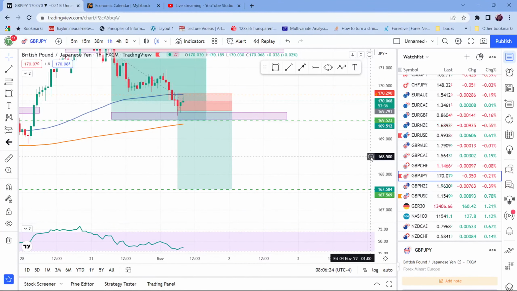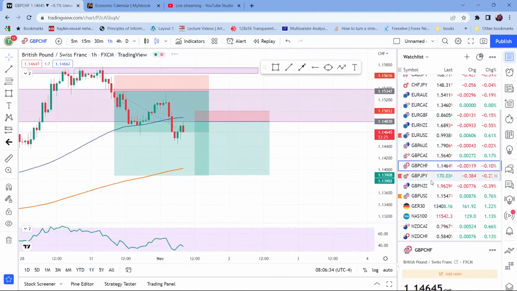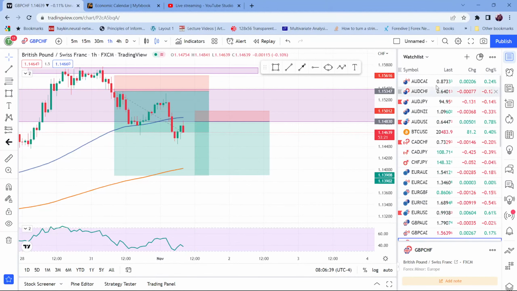But right now, overall, the GBP is weak. Thus, I am looking for sell setups in terms of the GBP cross pairs, right? Just GBP JPY and GBP CHF, and that's it in terms of trades that I'm looking at now.